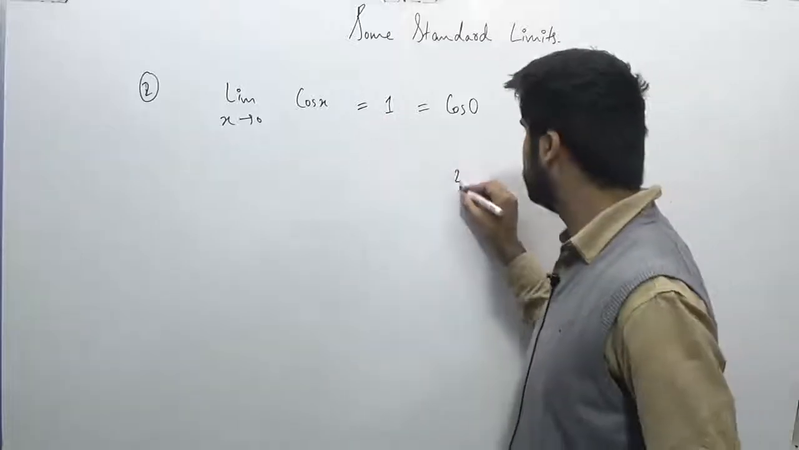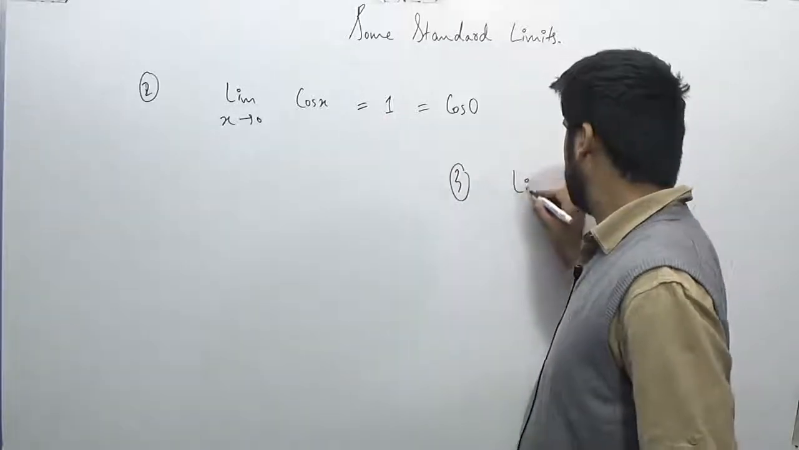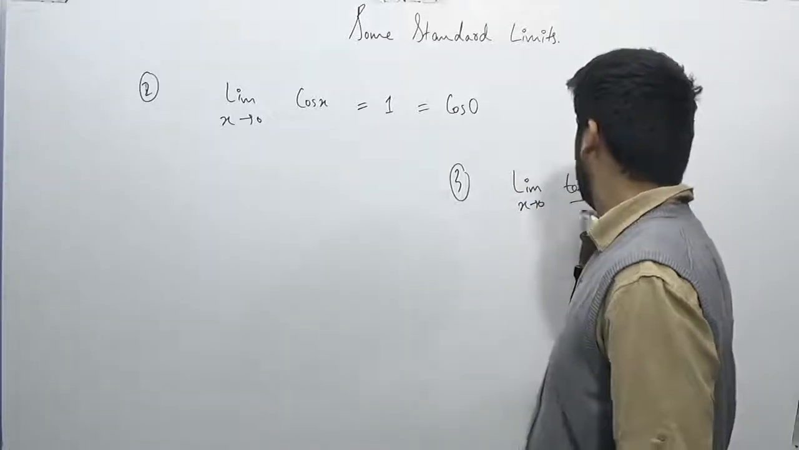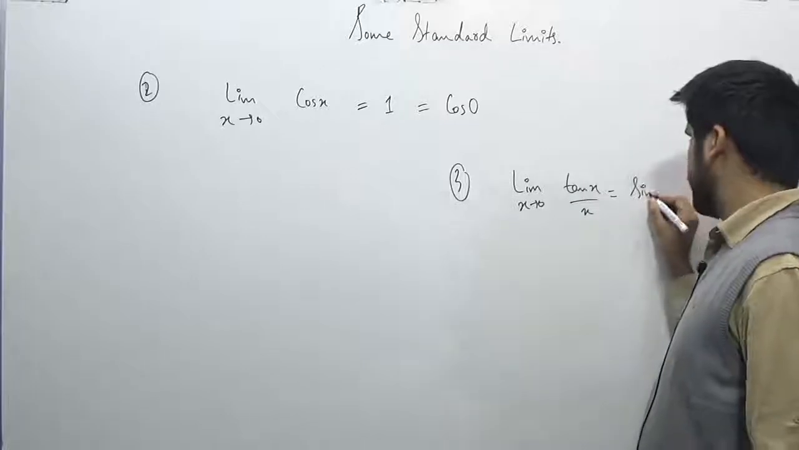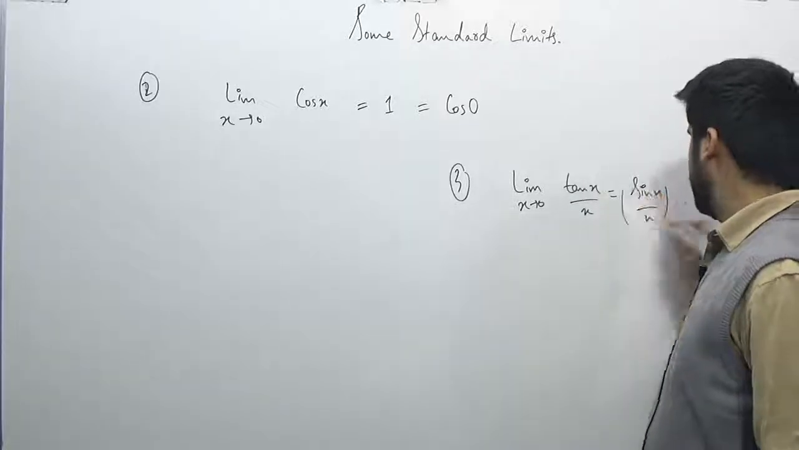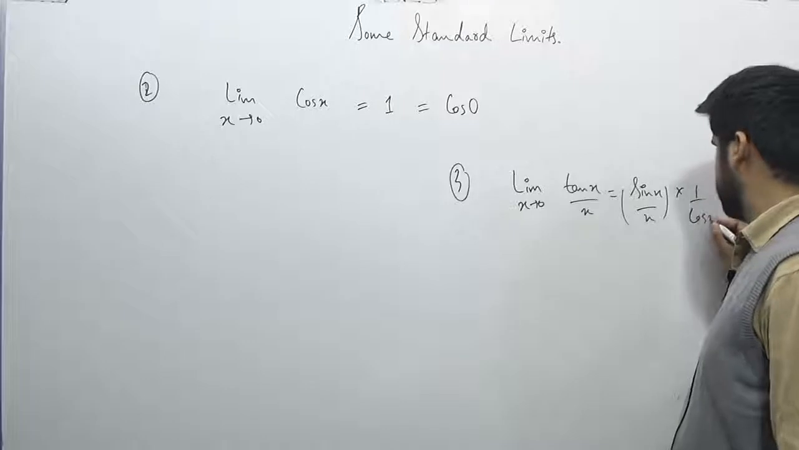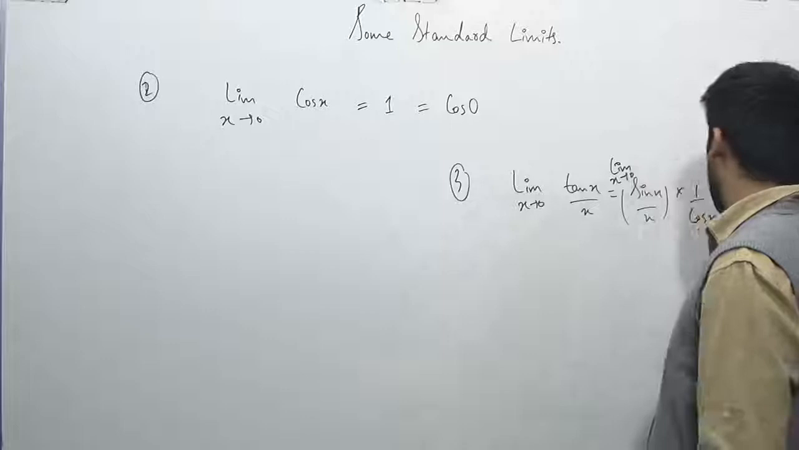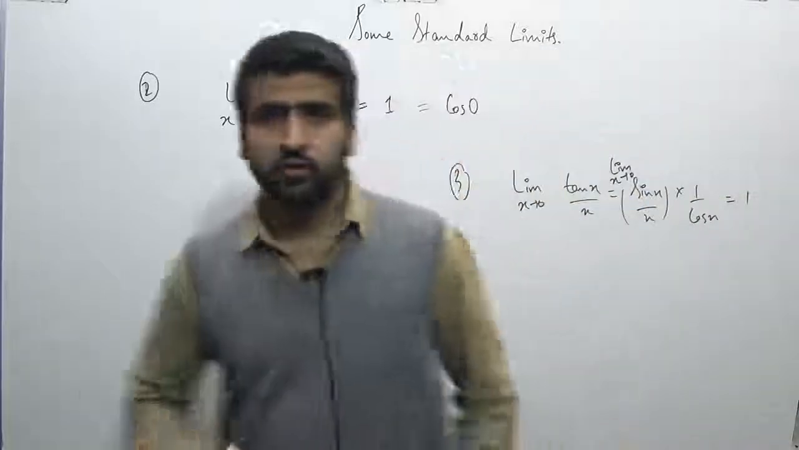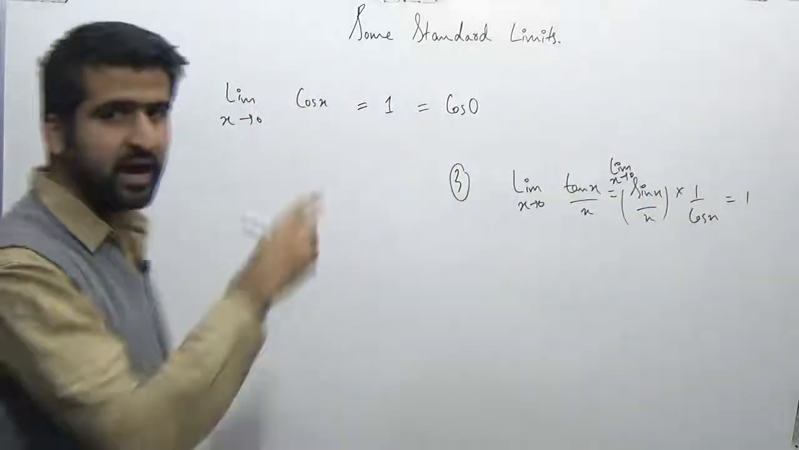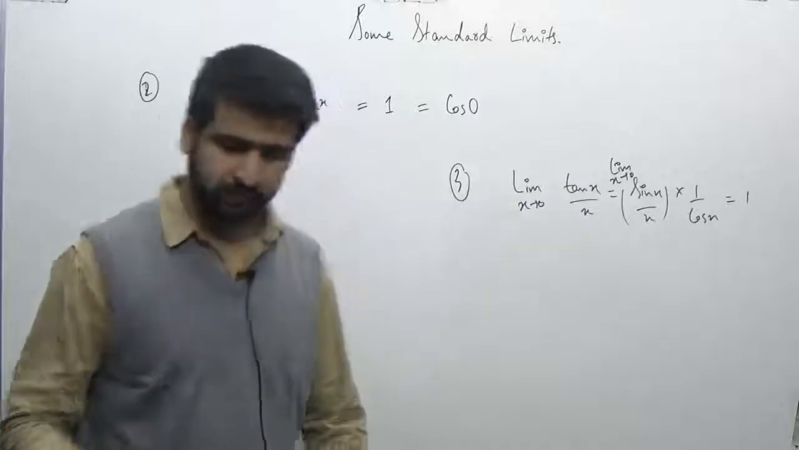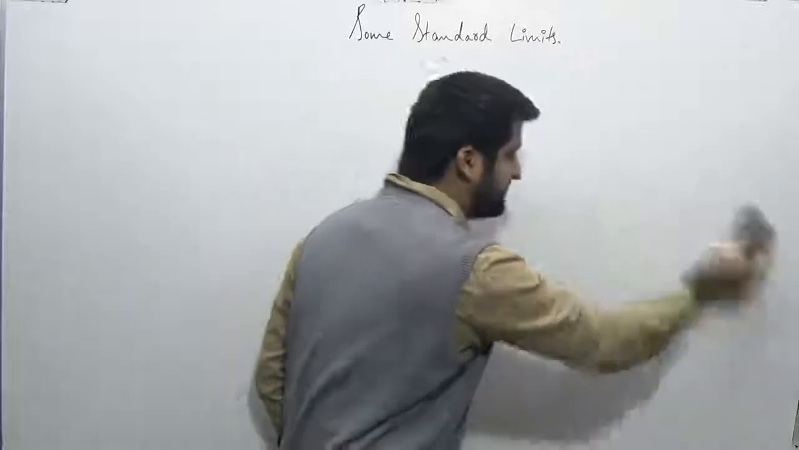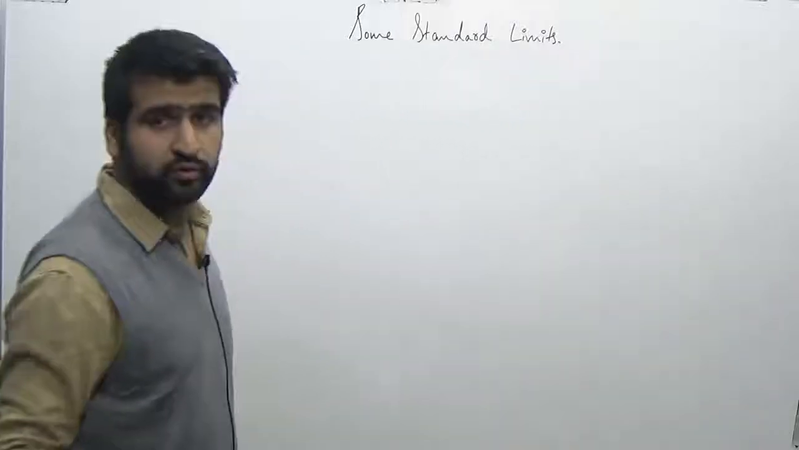Now if I try to see this important limit, limit x tends to 0 tan x upon x, this limit can be written as sin x upon x into 1 upon cos x. So this is the product of 2 limits, and this will come out to be 1 also. So limit sin x upon x is equal to limit tan x upon x is equal to 1. These are some standard limits linked to trigonometry.